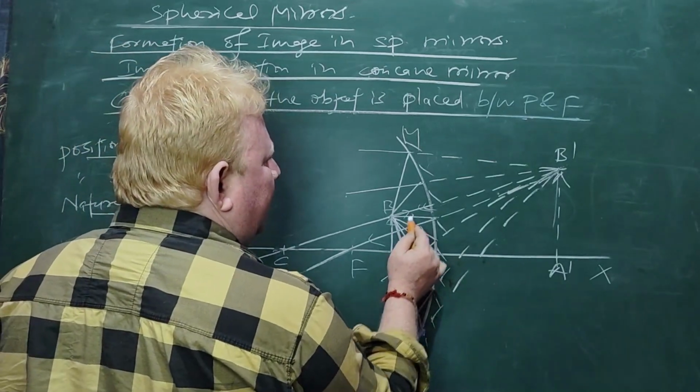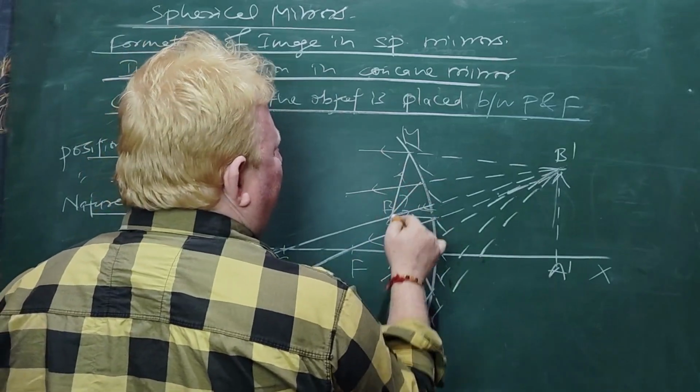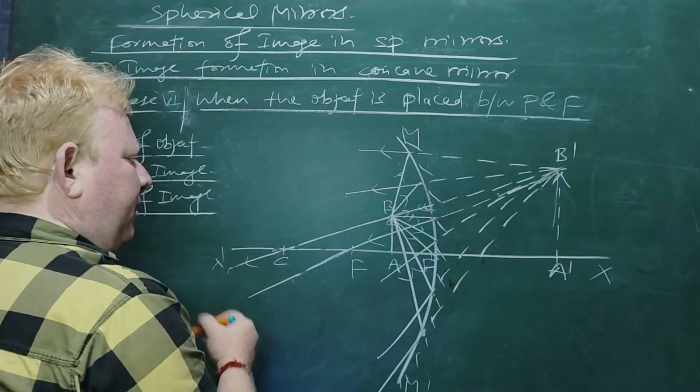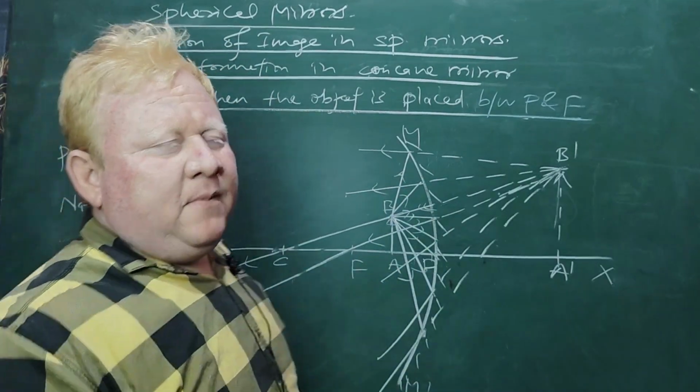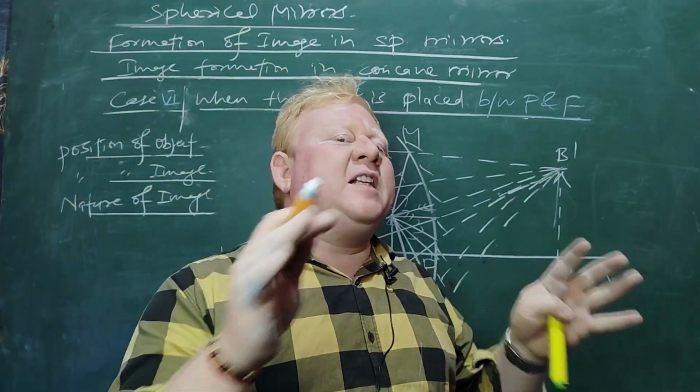So this is how it looks like. Okay. I hope you understand. So this is case number 6. Now we can go for convex mirror.